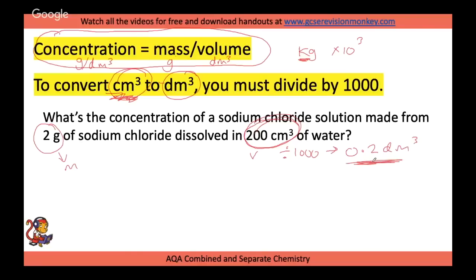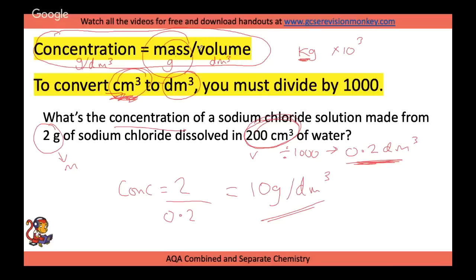So that gives us 1 mark, and we then put our numbers in the equation. So the concentration is what we want. Concentration equals mass 2 divided by volume 0.2, which gives us an answer of 10 grams per decimetre cubed. So in the exam, definitely remember, and it's worth writing this down tonight on a post-it note so you remember this one. Now, you may be asked to rearrange it as well. So if you notice that they're asking you to calculate mass or volume, you're going to have to rearrange it.